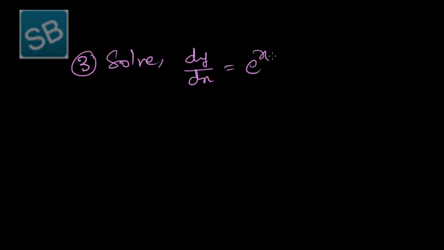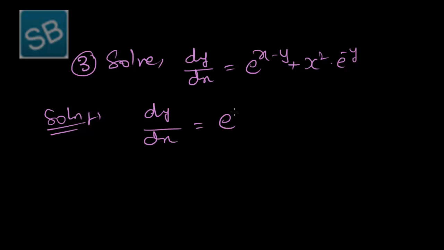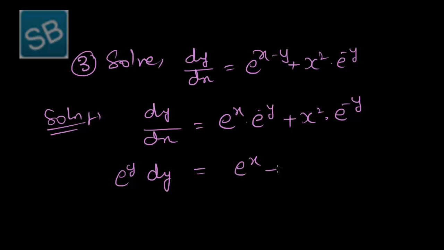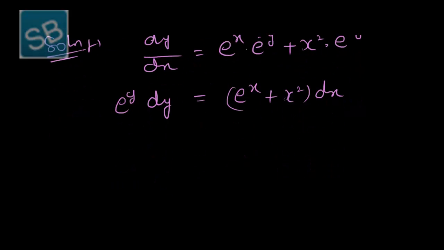Now the next problem is: solve dy over dx is equal to e raised to power x minus y plus x square into e raised to power minus y. Now the solution is dy over dx is equal to e raised to power x into e raised to minus y plus x square into e raised to power minus y. So from here we can get e raised to power y dy is equal to e raised to power x plus x square dx. Now the equation is in variable separable form.